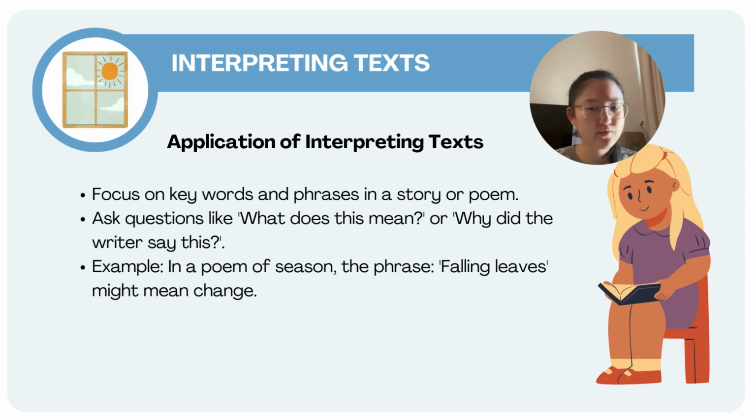Certainly, how to use interpreting text? Well, when you read a story or poem, look for keywords and phrases. Ask yourself questions like, what does this mean? Or why did the writer say this? For example, in a poem about seasons, the phrase falling leaves might mean change.